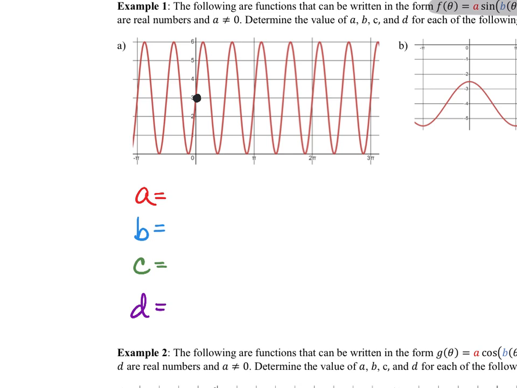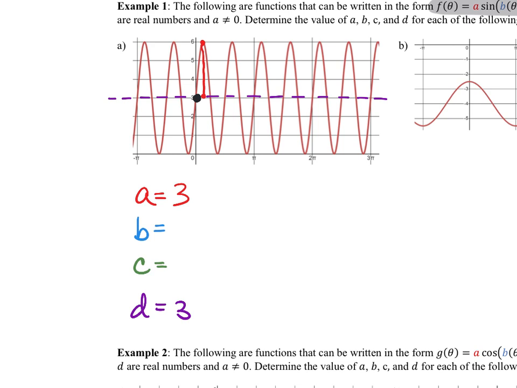What is the midline of this graph? 3. So D is going to be equal to 3 because that's the midline of my graph. That's the midline. What's the amplitude of this graph? Remember, it's only from the midline to the top or midline to the bottom, not the whole distance. 3. Because this right here is my amplitude.